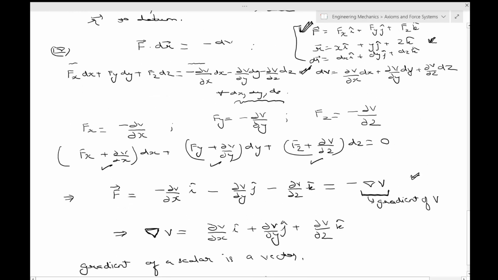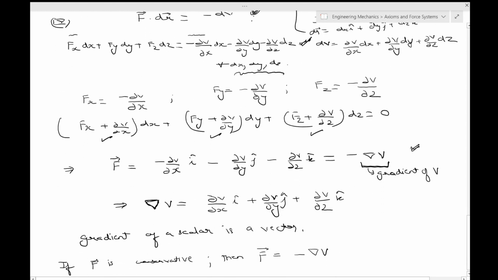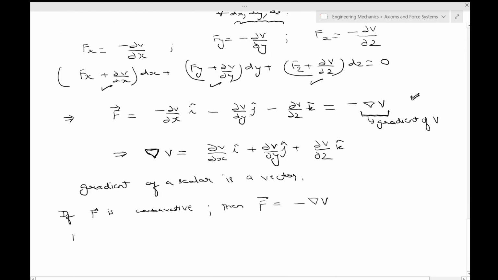And how did it come? It came because of this. This was only true for a conservative force. Reverse is not true. Meaning if F satisfies this, then it does not mean that F is conservative. We have an example. So if V is equal to F naught x cos omega t, it's a potential function V. We are not calling it a potential energy as of yet.